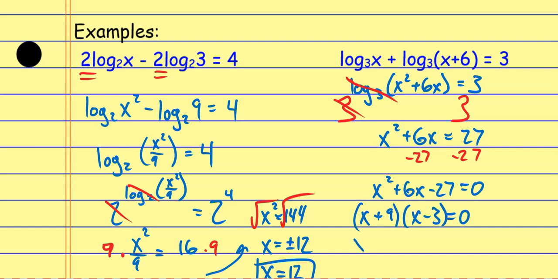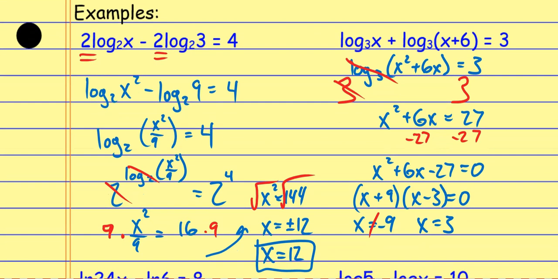I set each factor equal to 0, and I end up with a negative 9 and a positive 3. But once again, double check them, make sure that none of these give you a negative inside the logarithm. Now this one does. Okay, so that one's an extraneous solution. So the x equals 3 is my only answer. Okay?